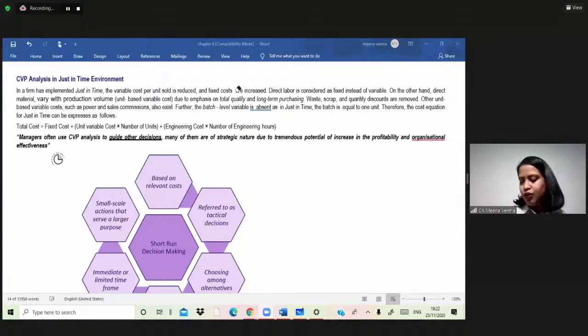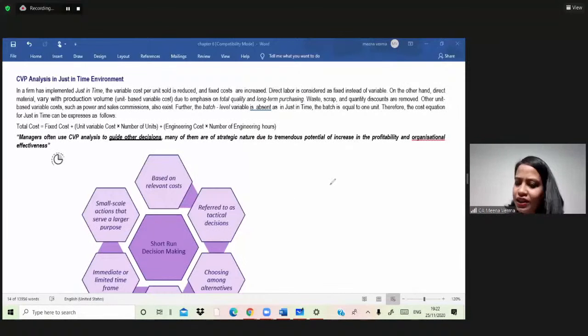We already know that every organization is trying to shift itself to the lean system, and trying to follow strategic cost management instead of traditional cost management. If the organization is following strategic cost management, obviously they will implement the lean system or just-in-time system within their organization. So how can we apply break-even analysis in just-in-time system?